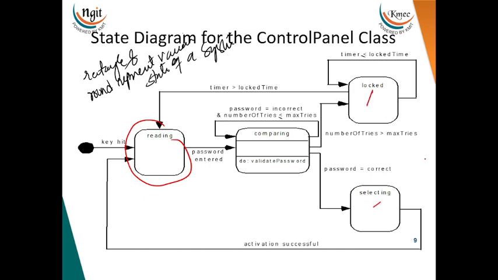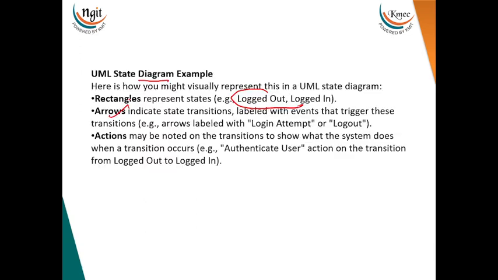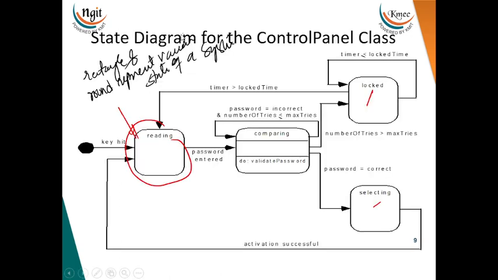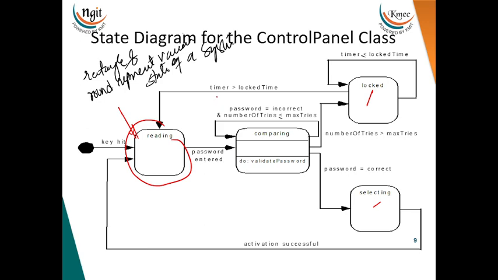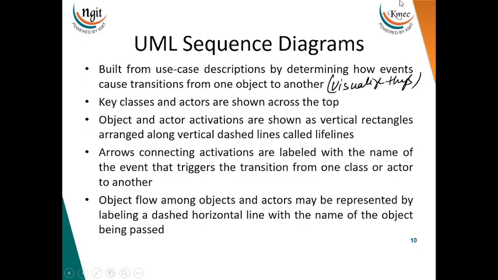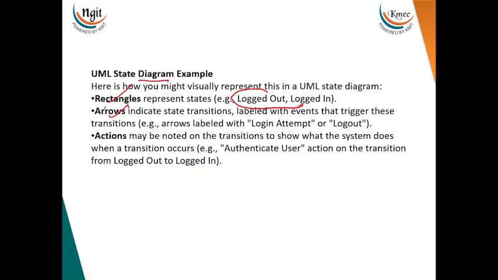You have to do it based on the activated successfully. This is what... a rectangle. Correct. What is a rectangle? A state represents a state. Then arrows represent transitions. Correct. Represent transitions. Object flow among objects; an actor may represent. Sorry, this is an action. Maybe not the transition.